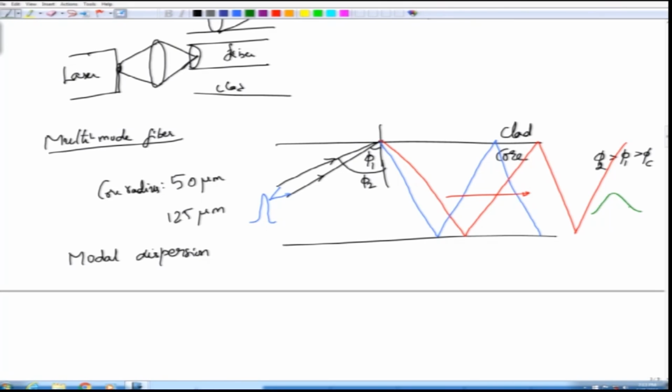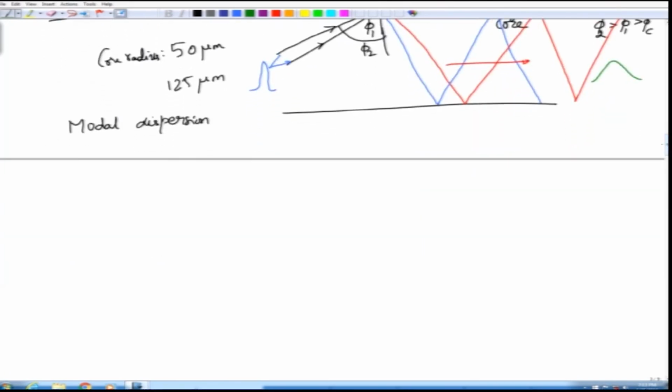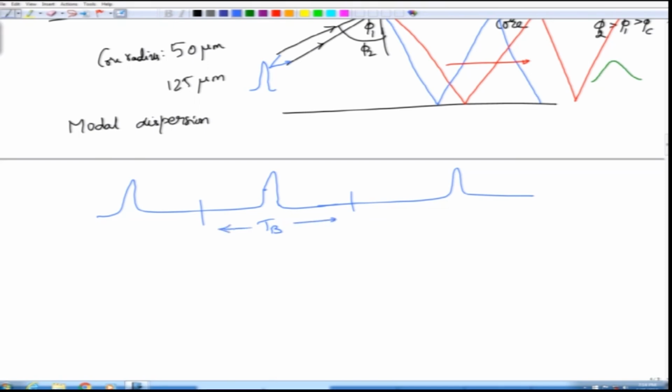So what happens is that if you were to send your pulses at a certain rate, let us say these are the pulses being sent, and each pulse carries information, and let us say the time between the pulses is Tb, which would be equal to 1 by B, where B is the bit rate of the system. So you are sending out one bit represented by one pulse here.